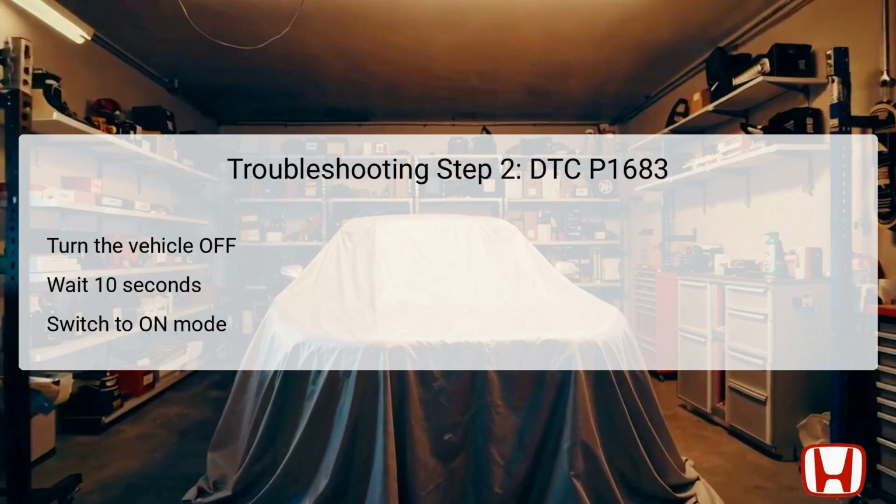The second step involves turning the vehicle to the off or lock mode and waiting for 10 seconds. This short pause is important because it gives the electronic systems, particularly the powertrain control module, PCM, time to reset and clear any temporary faults that may have been flagged during the previous step. After waiting, you will turn the vehicle back to the on mode, which re-engages the throttle valve monitoring system.